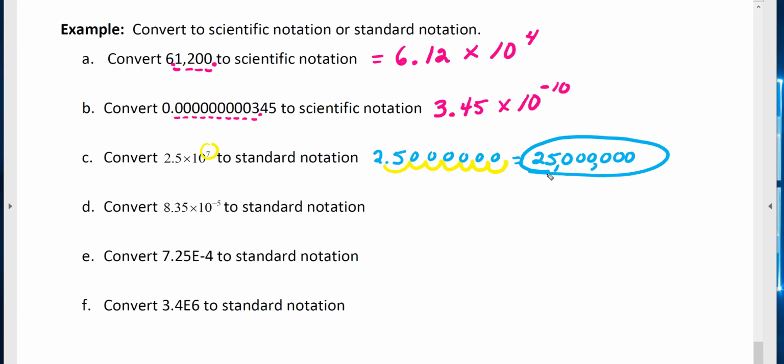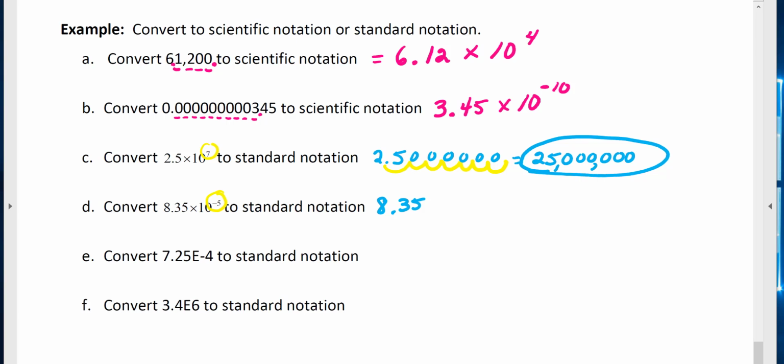Our next problem, we're going to have to convert 8.35 times 10 to the negative 5th to standard notation. First of all, I'm going to write 8.35 down, and then I'm going to have to move the decimal place 5 places, and this one, I'm going to have to move it to the left. Oh, I didn't leave myself enough room. That's okay. We'll write over the answers.